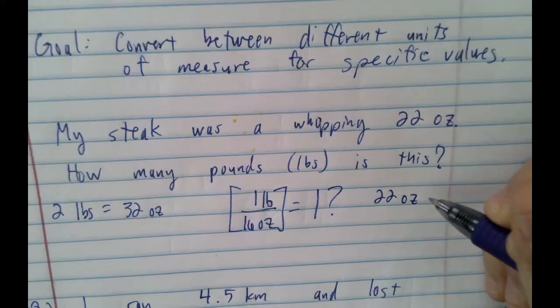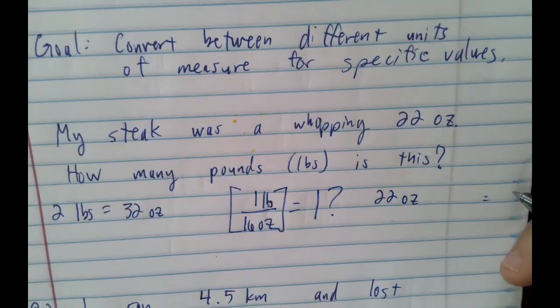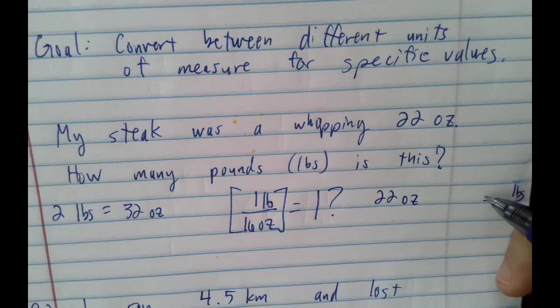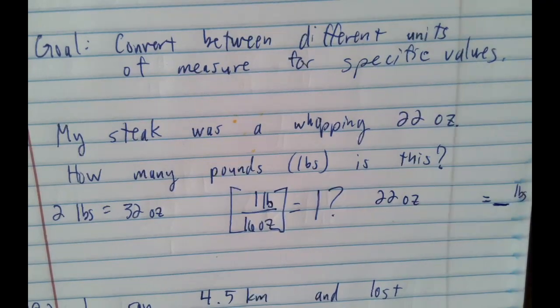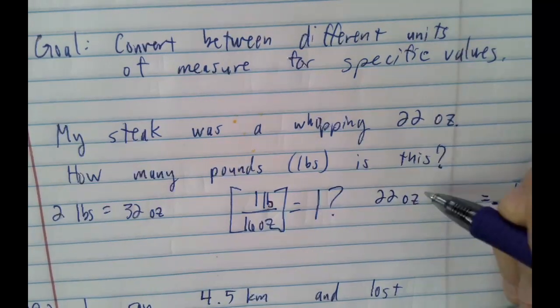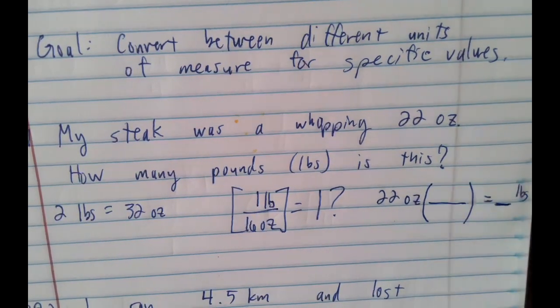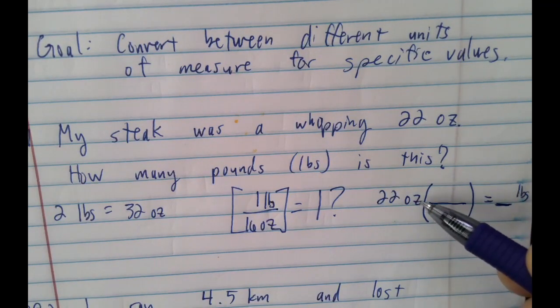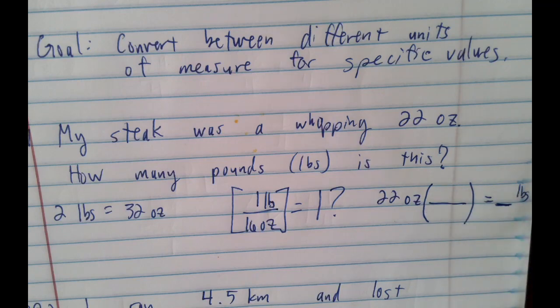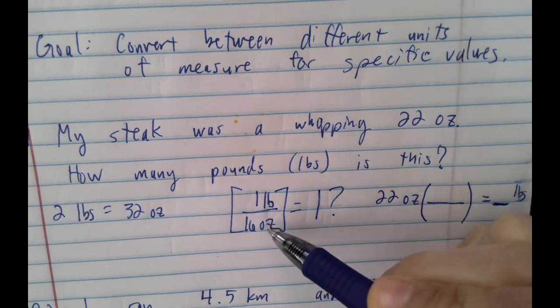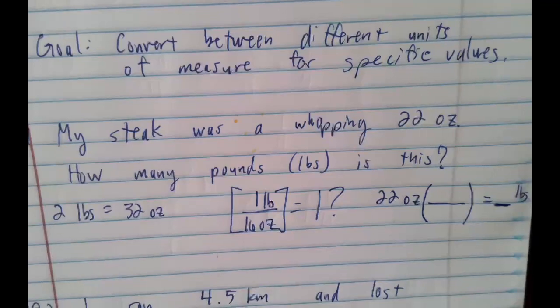And I want to convert that. I want pounds. So I wrote equals over here, and then I've got a little line here. So what we're going to do, we're going to multiply by something that will convert 22 ounces to just pounds, okay? We know that there's 16 ounces in each pound. So watch what happens. I want pounds in my answer.